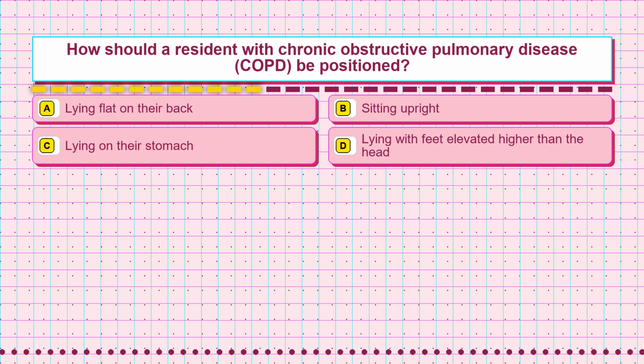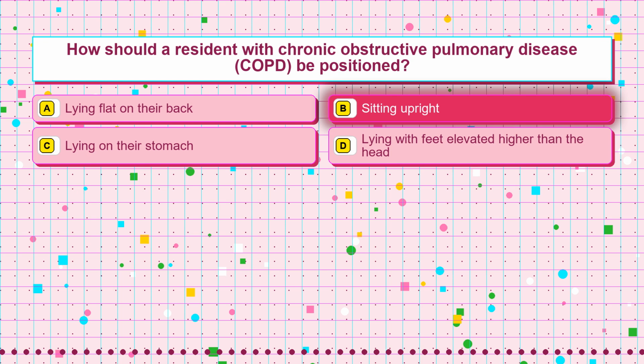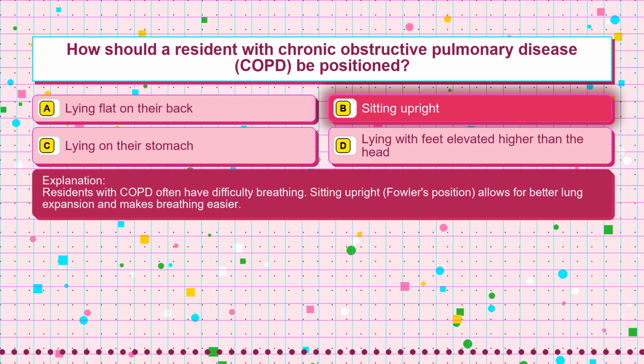Question 46. How should a resident with chronic obstructive pulmonary disease, COPD, be positioned? Option A, lying flat on their back. Option B, sitting upright. Option C, lying on their stomach. Option D, lying with feet elevated higher than the head. The correct answer is option B, sitting upright. Residents with COPD often have difficulty breathing. Sitting upright, Fowler's position, allows for better lung expansion and makes breathing easier.